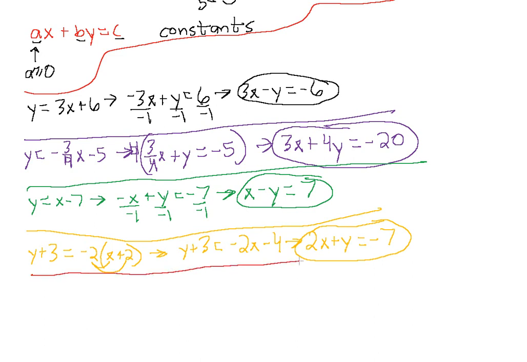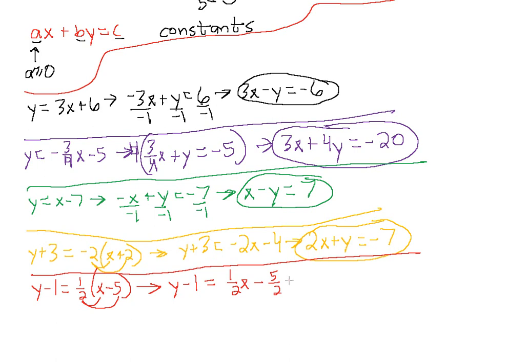Alright, let's do a couple more. Let's look at y minus 1 equals 1/2 times x minus 5. We have another equation in point-slope form, so let's get our variables on the left. We have to get our x out of the parentheses first, so let's distribute the 1/2. So we have y minus 1 equals 1/2 times x minus 1/2 times 5, which gives us minus 5/2.